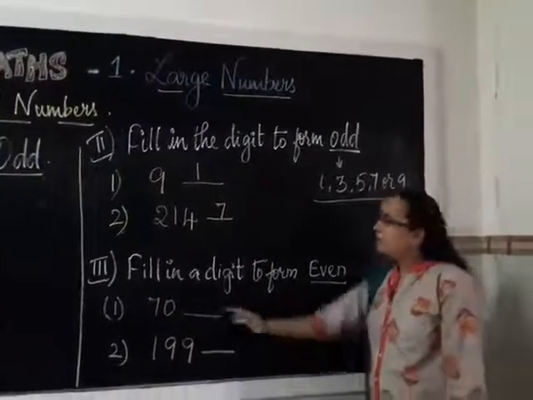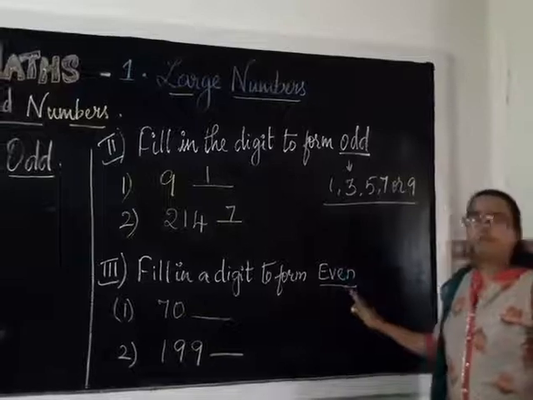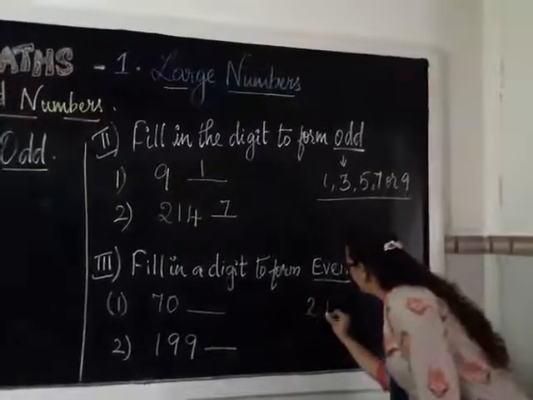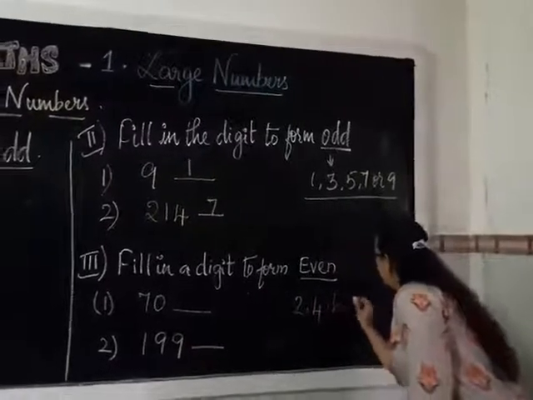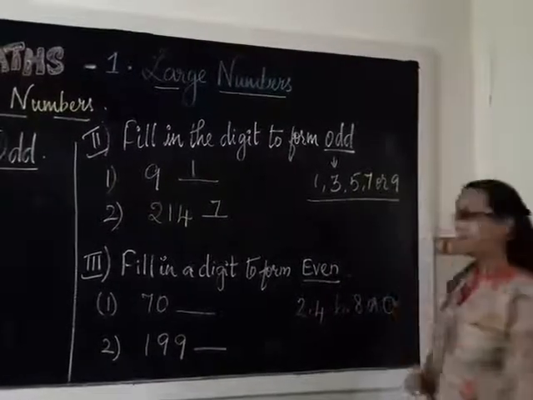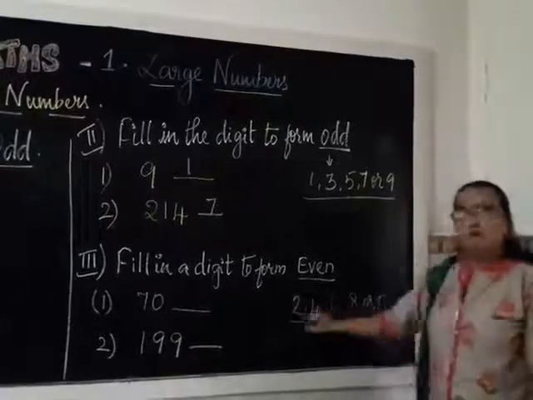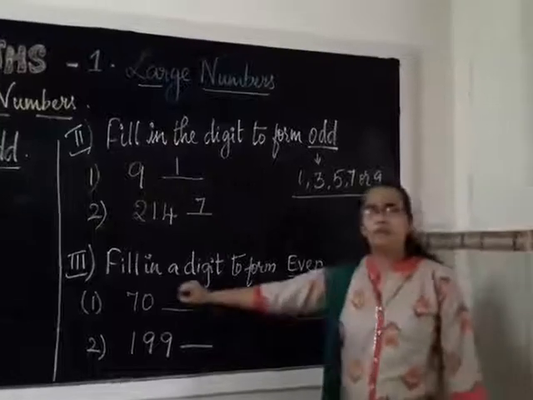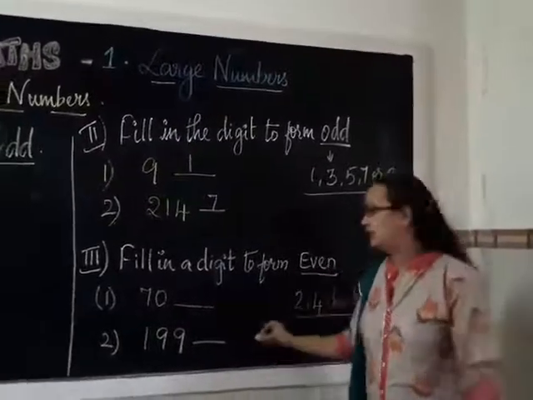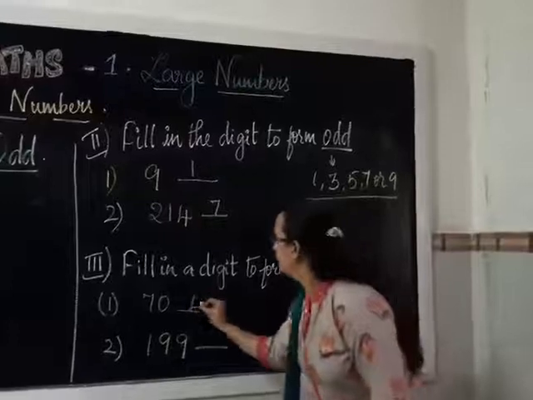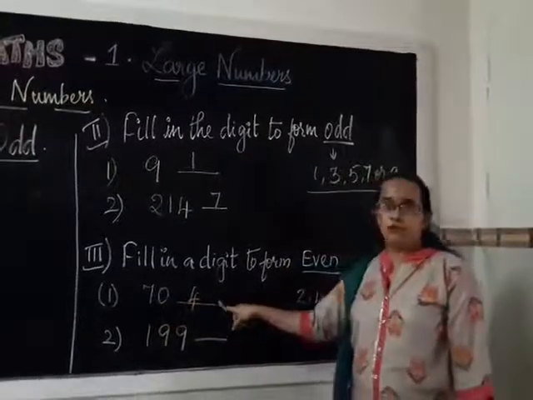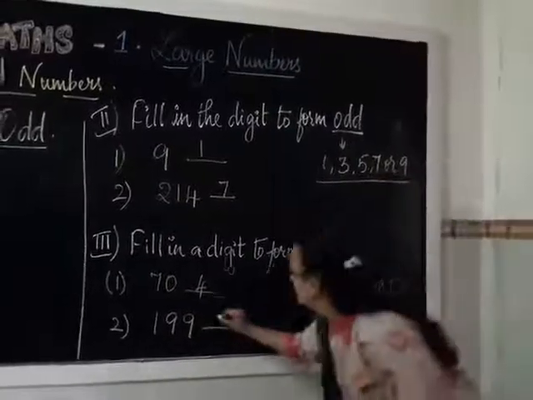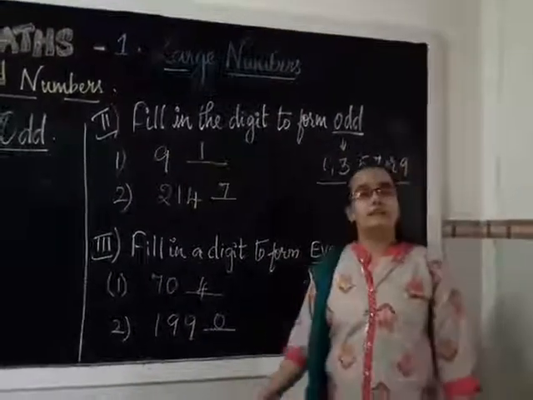Now in the same way, fill in a digit to form even numbers. So we know what the even numbers are: 2, 4, 6, 8 or 0. So these are the even numbers. So in this number you can fill any number here as you like. So I am writing 4. So it is 704. So it is an even number. So here I am writing 0. So 0 is an even number.